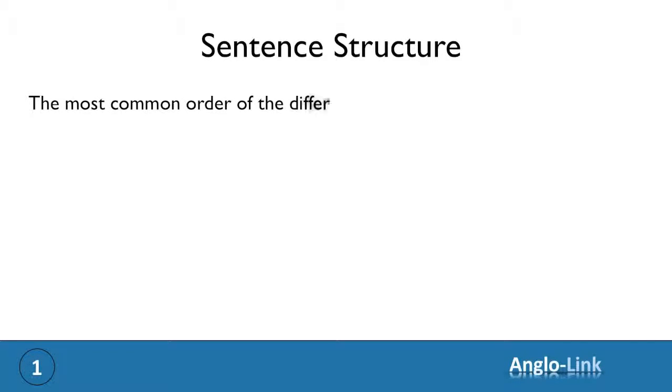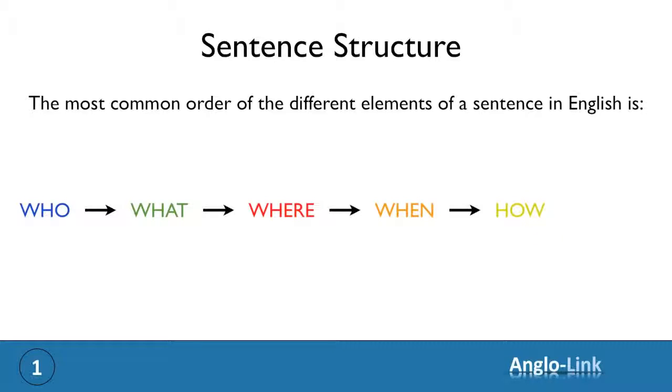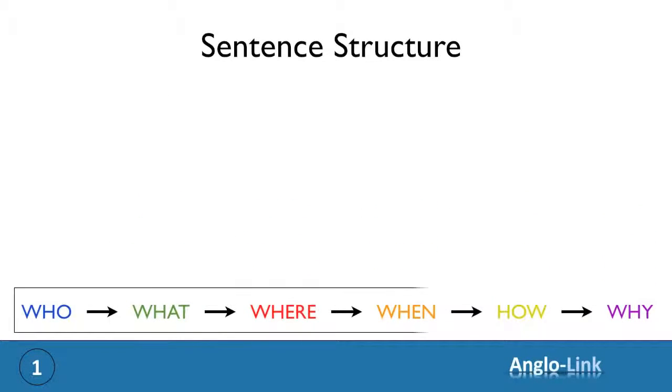The most common order of the different elements of a sentence in English is who, what, where, when, how, and why. Who, what, where, when, how, and why.